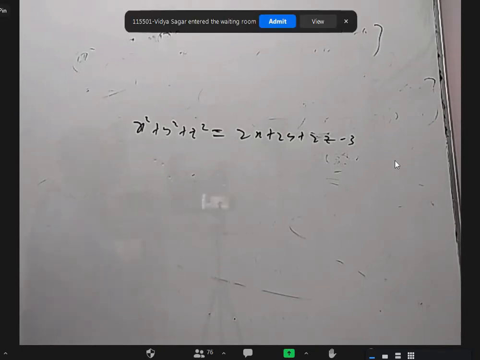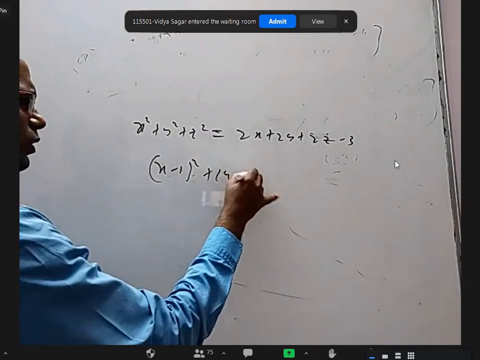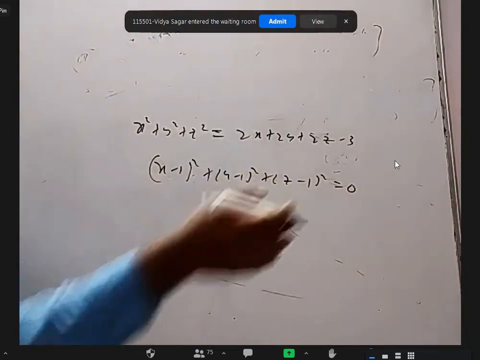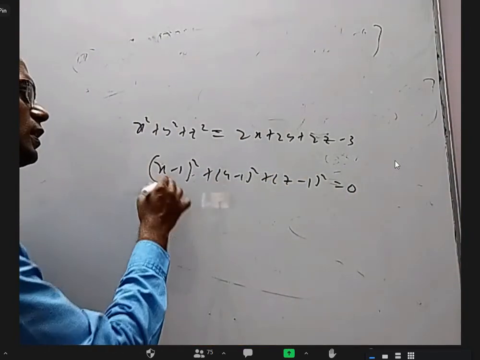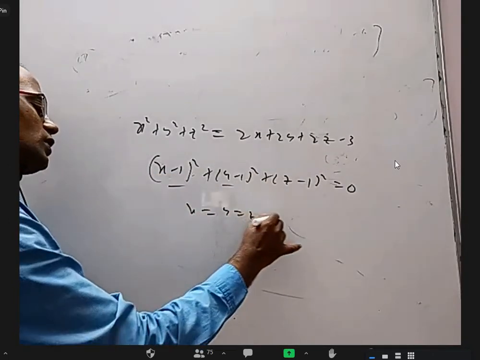What are the x, y, z values? Sir, 1, 1, 1. Okay, yes, correct. We can write it as (x minus 1) whole square plus (y minus 1) whole square plus (z minus 1) whole square, equal to 0. Something square plus something square plus something square equal to 0 is only possible when each is 0. You will get x equal to y equal to z equal to 1.